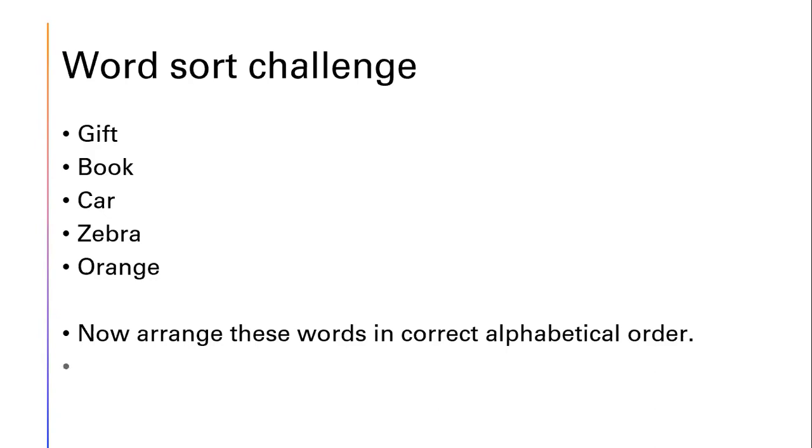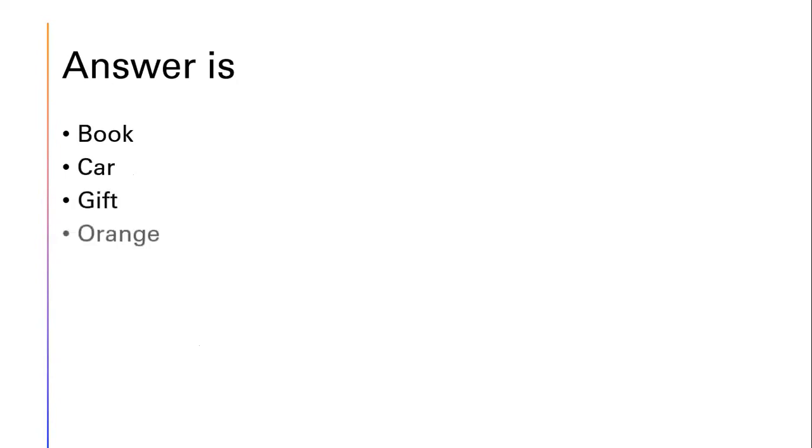Right. So now the answer is book, car, gift, orange, zebra. So this is the answer. So A after B, C, G, O, Z. So the alphabetical order has come in this way.